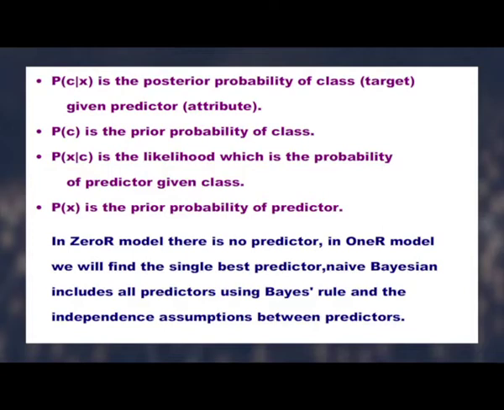In 0-R model, there is no predictor. In 1-R model, we will find the single best predictor. Naive Bayes includes all predictors using Bayesian rule and the independence assumption between predictors.